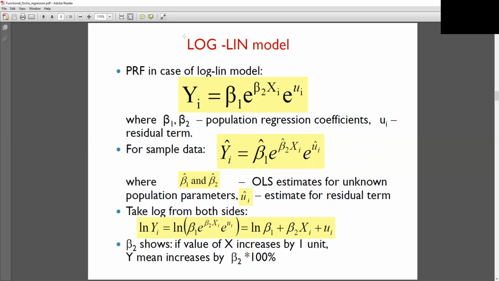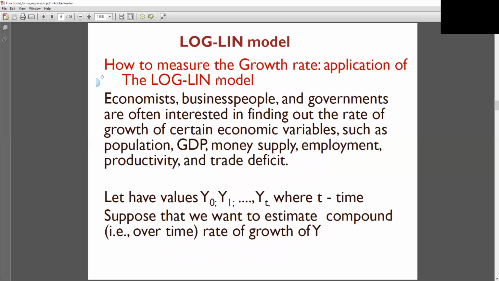But in growth rate, we have to keep in mind that we have the instantaneous growth rate as well as the compound growth rate. Compound growth rate is over the time period. Instantaneous is for one time period. If you have to work out the growth rate over the time period, that is from 1986 to 2020, it can be estimated by the same log-lin model, but with a slight modification. We'll see what the modification is. To measure growth rate, we can apply the log-lin model. Economists, business people, and governments can use it.